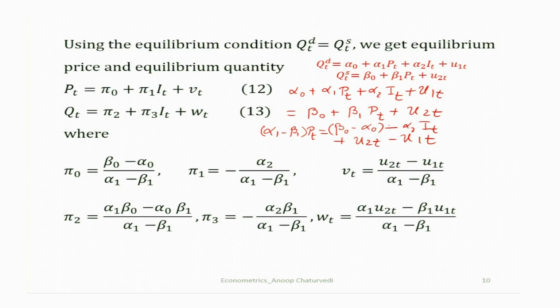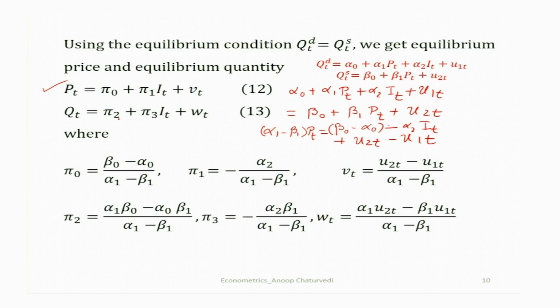So, we get this equilibrium price, and then we substitute this equilibrium price in any of these two equations. Say we substitute this equilibrium price in equation 2, say, and then we get the quantity q t. So, you can easily solve it.